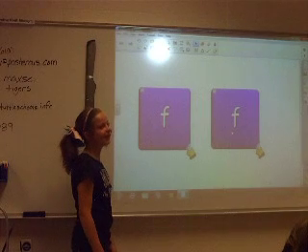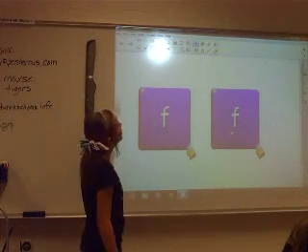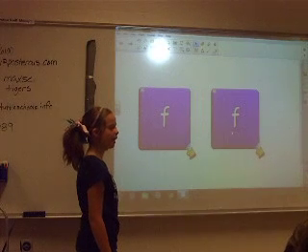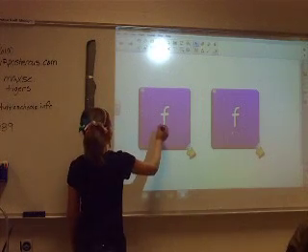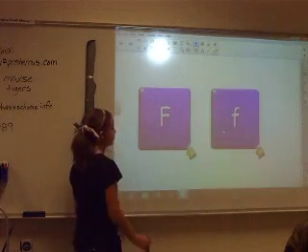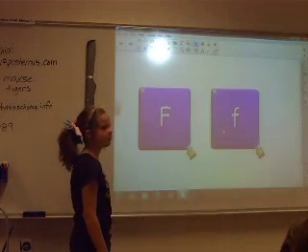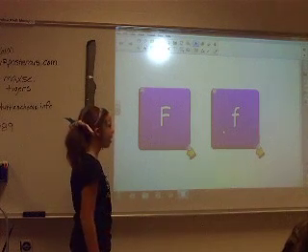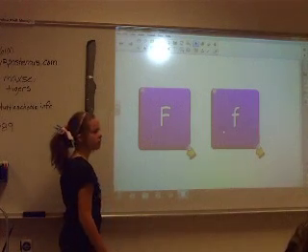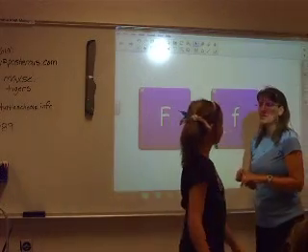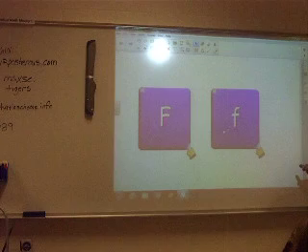Dominant or recessive? Recessive. Pure or hybrid? Pure. Heterozygous, homozygous? Homozygous. One more time. Oh, it's actually different for this one. Dominant or recessive? Dominant. Pure or hybrid? Hybrid. Heterozygous, homozygous? Heterozygous.